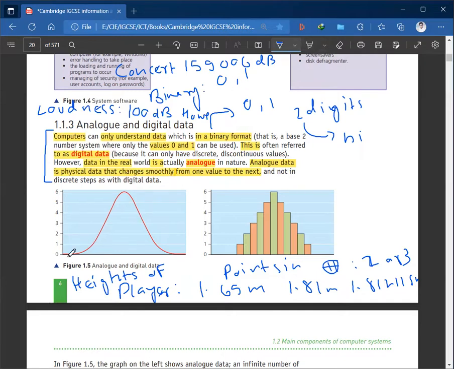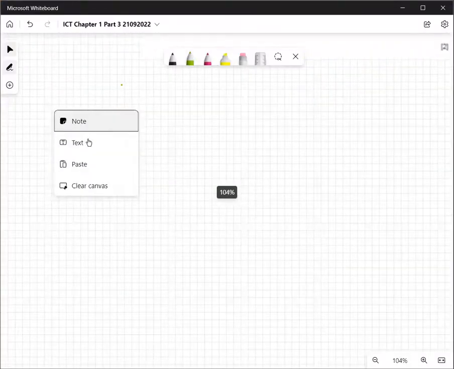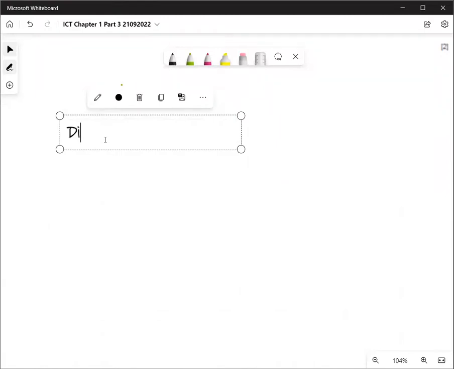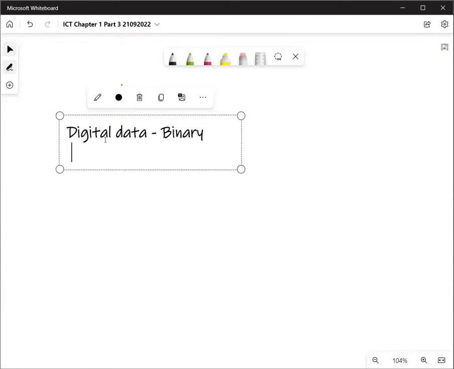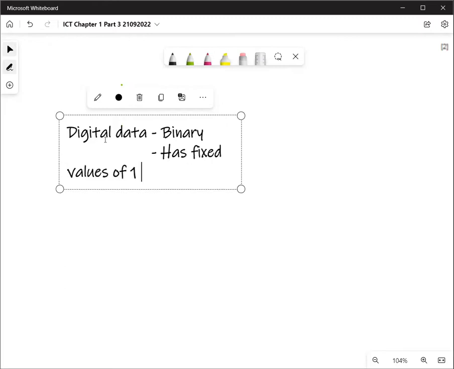So analog is not fixed, but digital only has what? Discrete values, or fixed values. Is that clear? The digital data has fixed values and analog doesn't. I'll write it down. No, write this in your notebook. Digital data, binary, and has fixed values of 1 or 0.